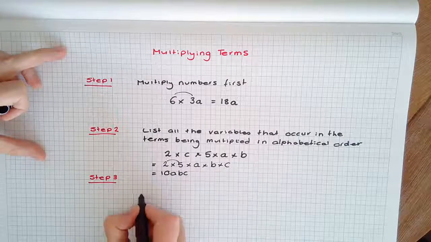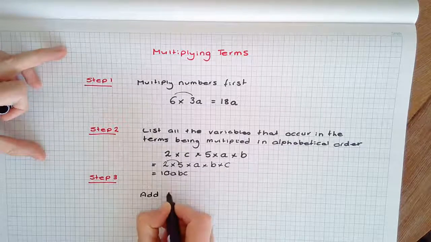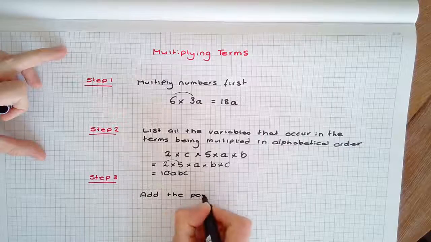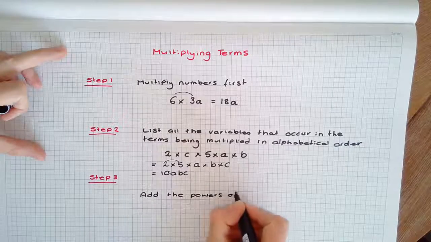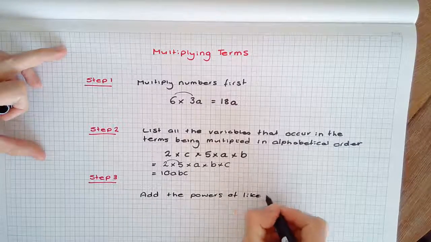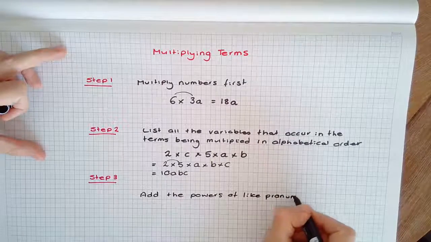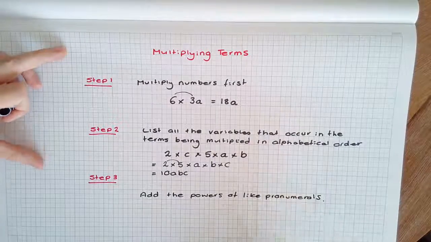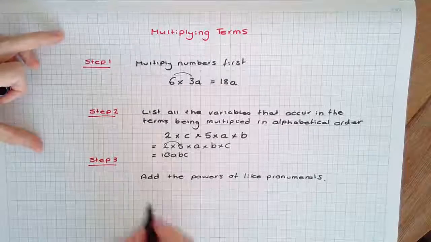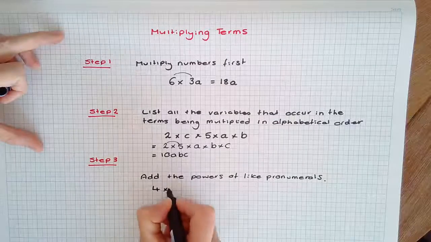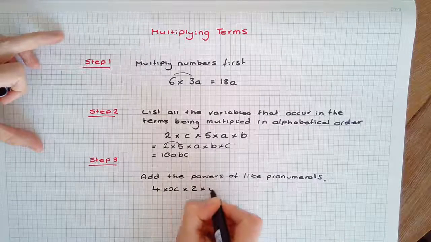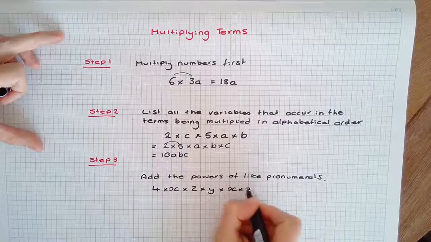Step 3, we're going to add the powers of like pronumerals. For example, 4 times x times 2 times y times x times x.